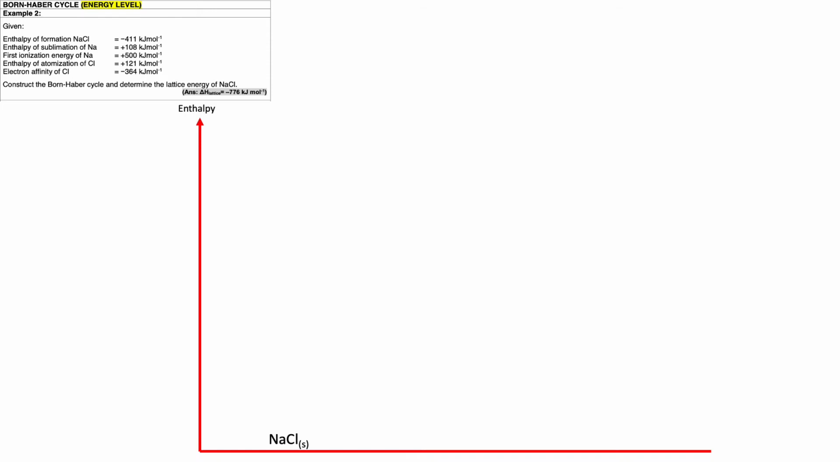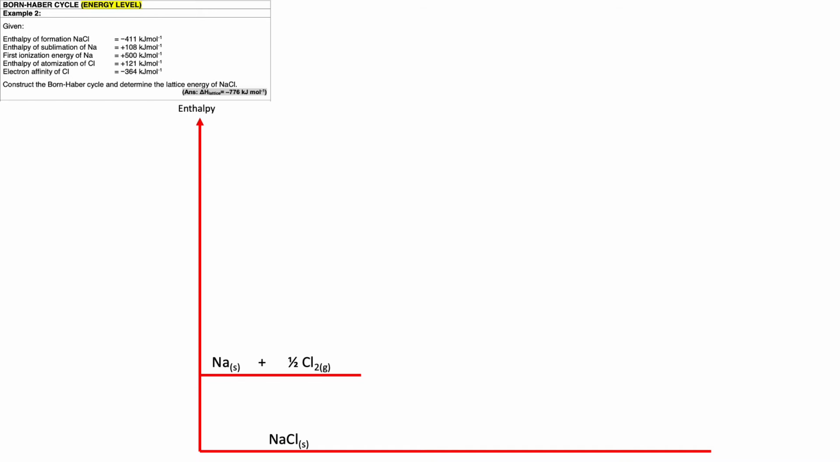Okay, so let's start with enthalpy of formation for sodium chloride. Now, in this question, it does not give you the equation. So you have to know how to construct the equation by yourself. Now let's take a look, like sodium chloride. We know when it comes to enthalpy of formation, the sodium chloride must be formed from its own elements, which means sodium solid and also chlorine gas.